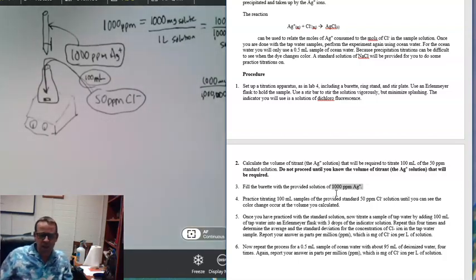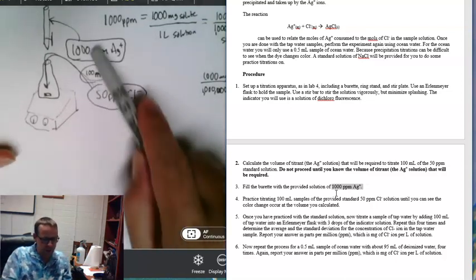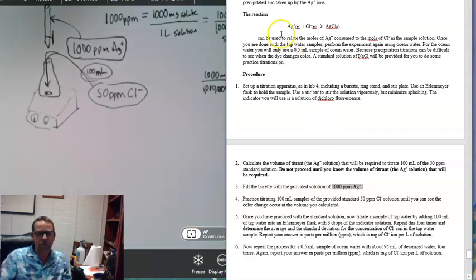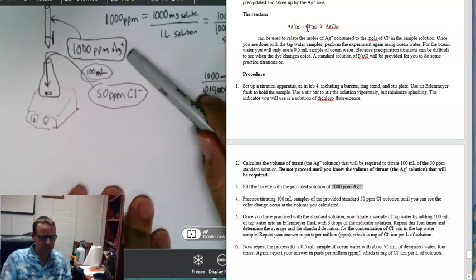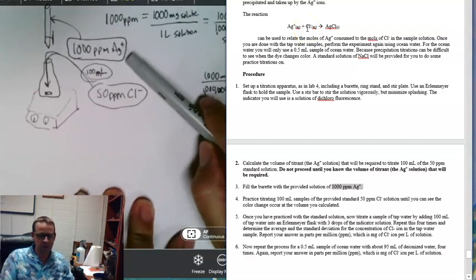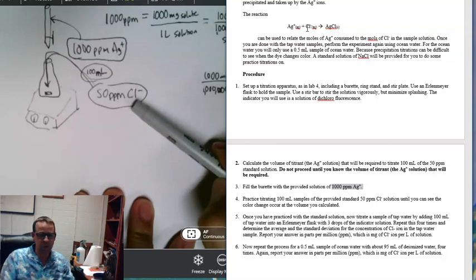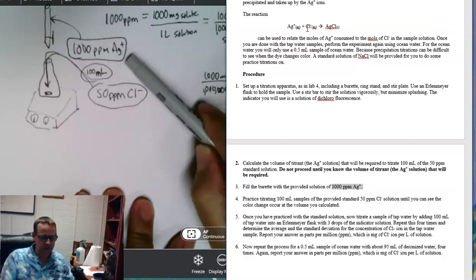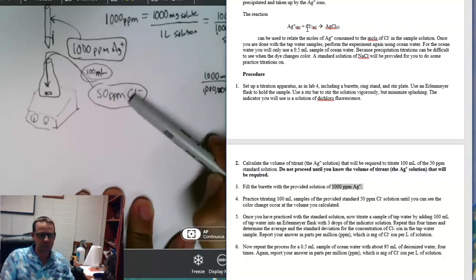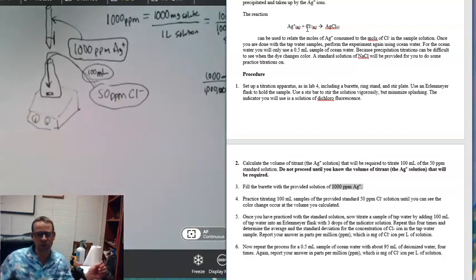Okay? This calculation is not directly related to this equation, right? This equation up here, silver ions and chloride ions, that's mole ratio, right? 1 mole of silver ion, 1 mole of chloride ion. But this is 1,000 milligrams of silver ion, 50 milligrams of chloride ion per liter, right? 1,000 parts per million, 1,000 milligrams of silver ion per liter of solution, 50 milligrams of chloride ion per liter of solution.